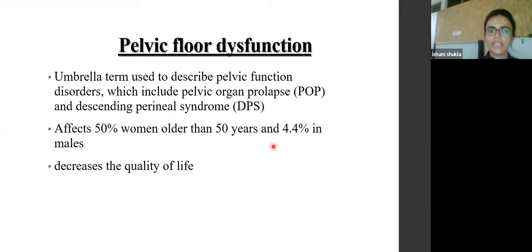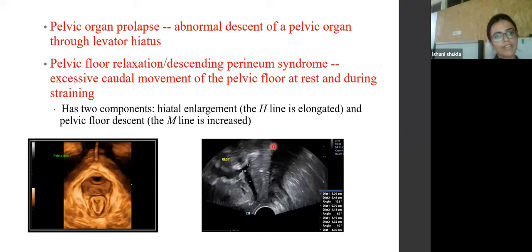Coming to a few pathologies in short, pelvic floor dysfunction is actually an umbrella term which is used to describe pelvic floor disorders like pelvic organ prolapse and descending perineal syndrome. And as already discussed, women are more commonly affected, and those who are older are more commonly affected, and ultimately it decreases the quality of life.